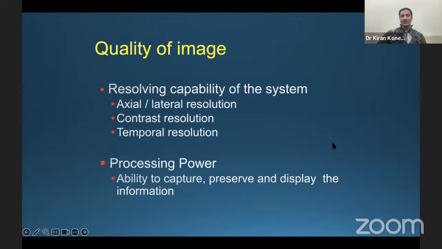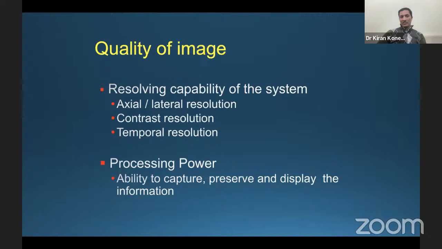Coming to the quality of image improvement, it depends on the resolving capability of the system, whether it is the axial or lateral resolution, or contrast or temporal resolution. It also depends on the processing power, or the ability to capture, preserve, and display the information, which are the characteristics of advanced machines. That is where the industry rates the machines accordingly. To give you a better image, they charge you more for all this technology.